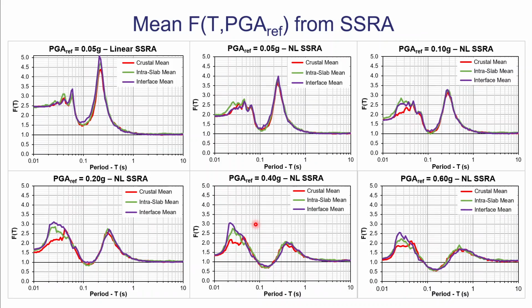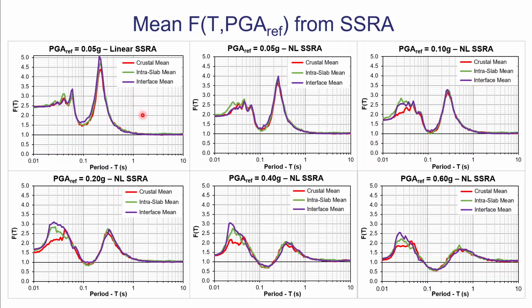So here's just a visual of the 5 different intensity levels that we did. At each of those intensity levels, we did nonlinear analysis, but we also did a linear analysis at 0.05g. So this is giving you your purely elastic response.